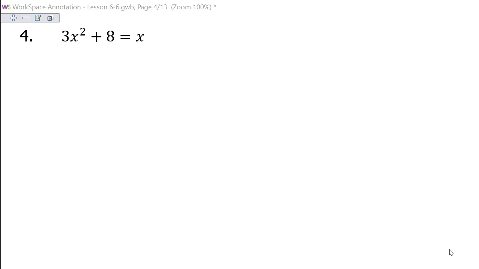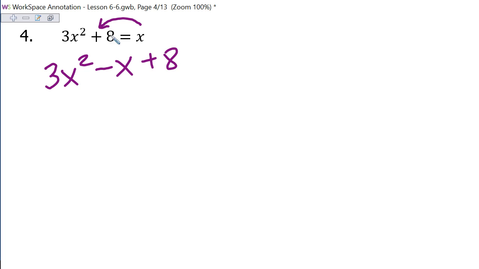Is this equation in standard form? No. What has to move? The x. What happens to x when I move it to the other side? Changes to negative x. So this would be 3x squared minus x plus 8 equals 0. So once your equation is in standard form, I want you to write down the values for a, b, and c.